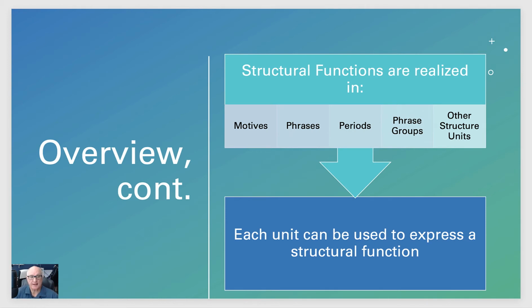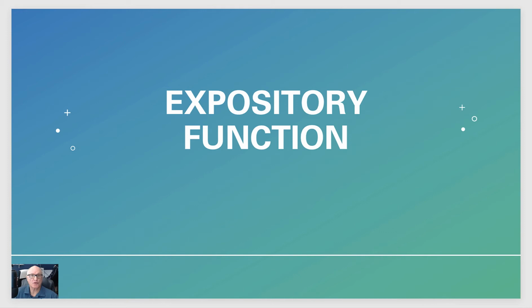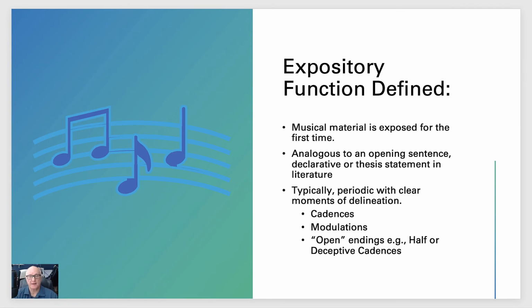So let's examine that. Let's start with the expository function. This is the most important one because it lays out all the material. So let's define it. The expository function is musical material that's exposed for the first time. So in Beethoven's Fifth Symphony, that's the first thing that one hears. Now, this is analogous to an opening sentence, a declarative or thesis statement in literature. And typically, it's a periodic section with clear moments of delineation.